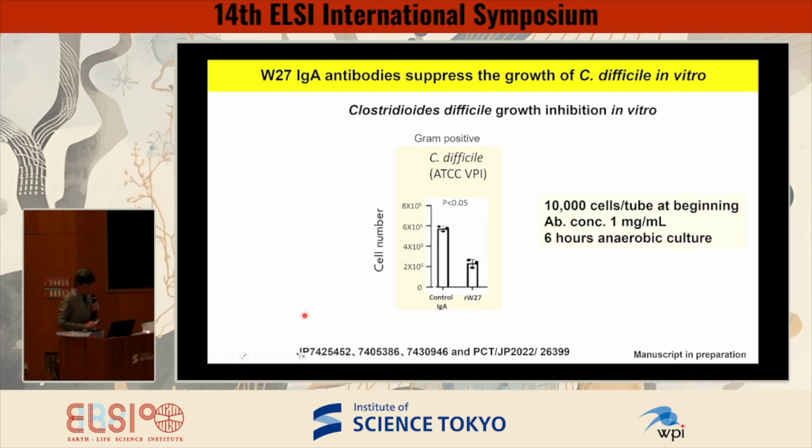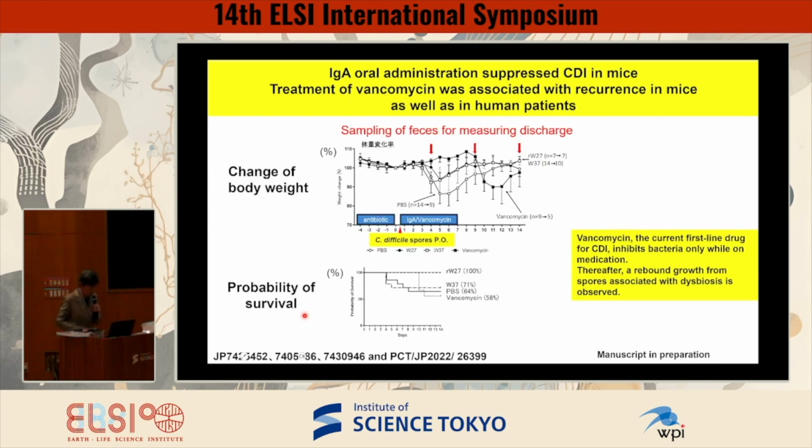Then, fortunately, W27 can also target C. difficile and suppress their growth like this. And then we did the in vivo test. C. difficile spores were inoculated into the mice, and after that we treated mice with IgA or vancomycin only for 7 days, then stopped the treatment and observed for another 7 days.